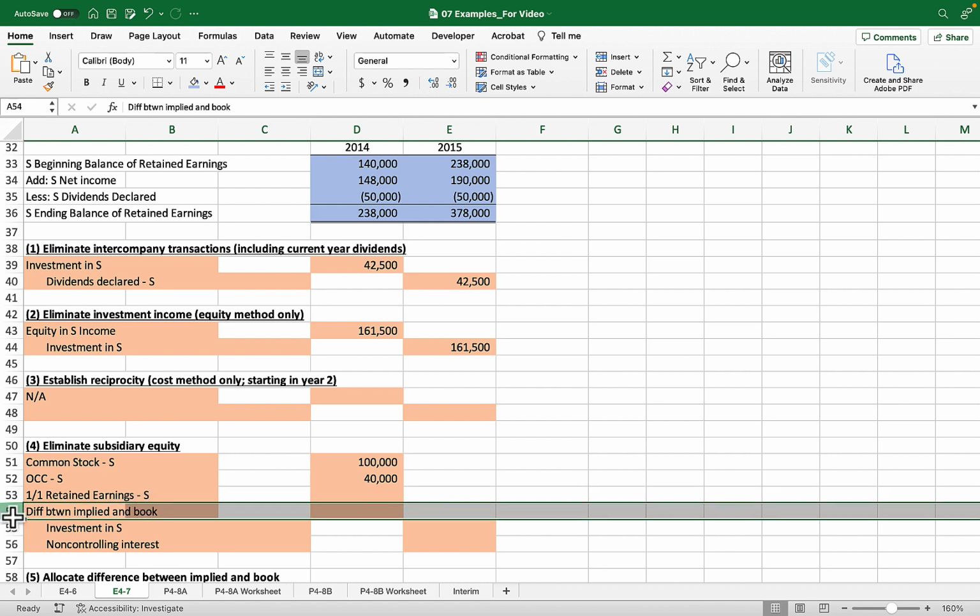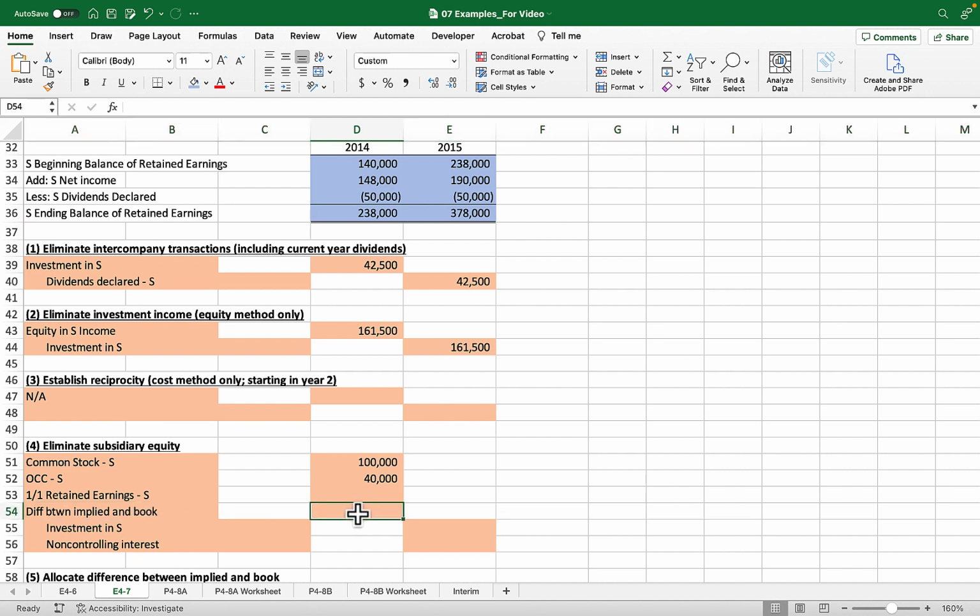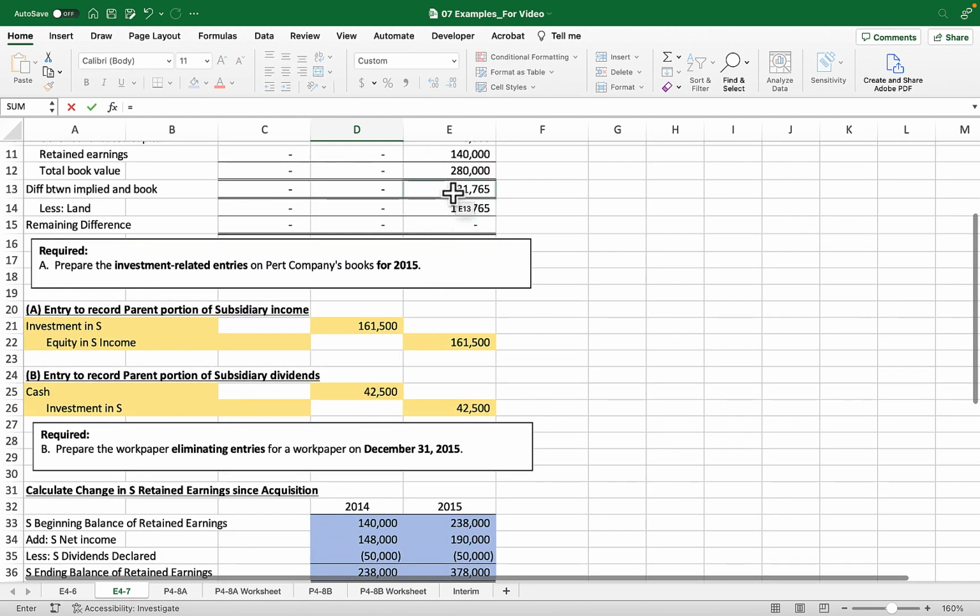Difference between implied and book. Difference between implied and book will not change because it is a historical number. So our difference between implied and book is calculated on the date of acquisition, and it does not change.